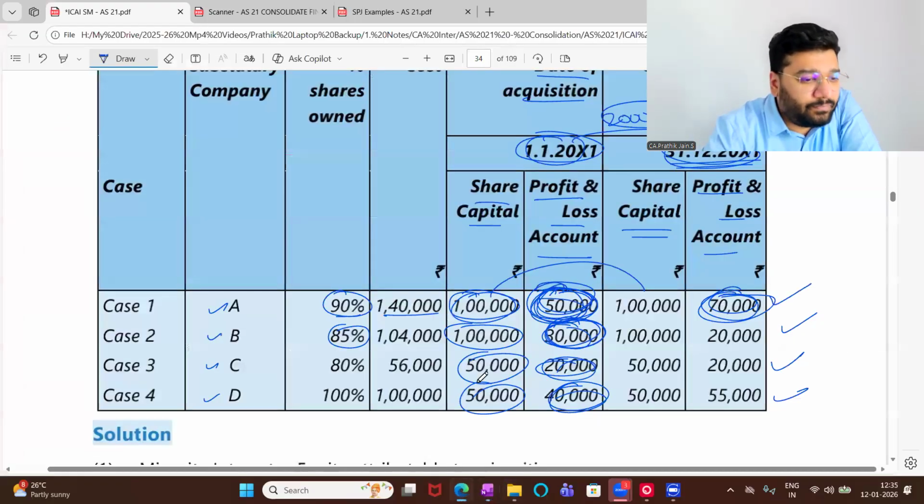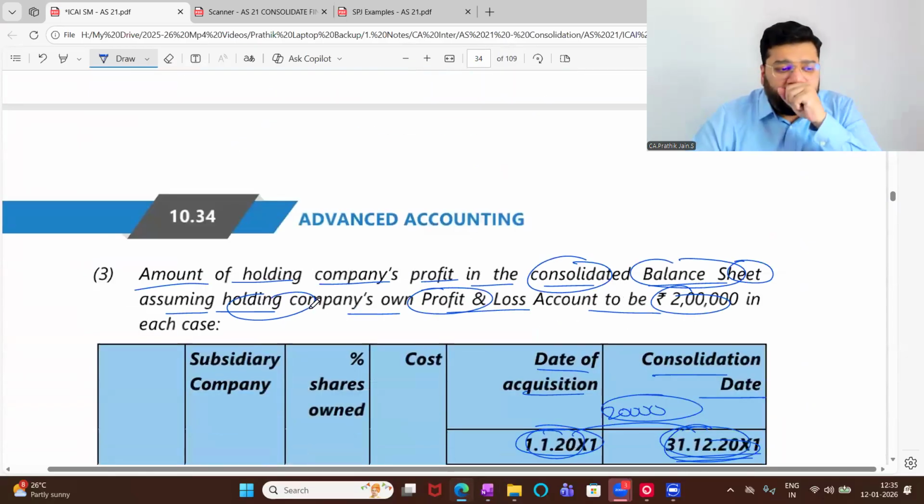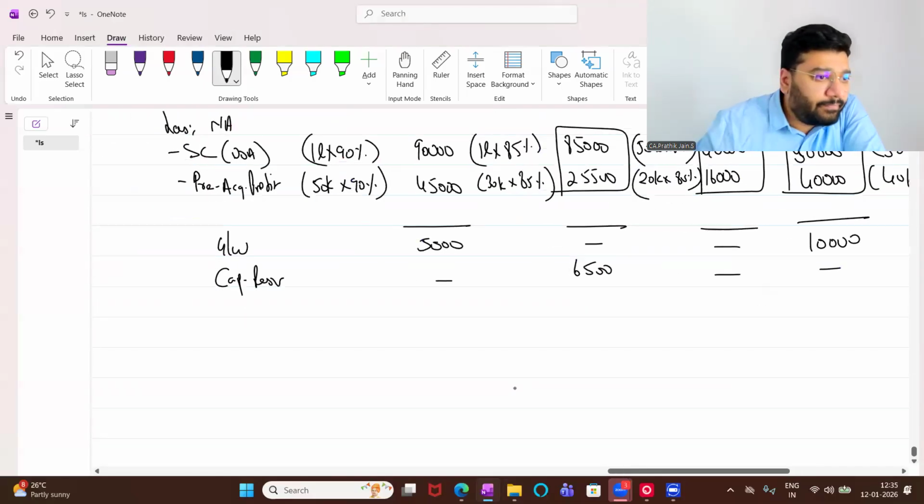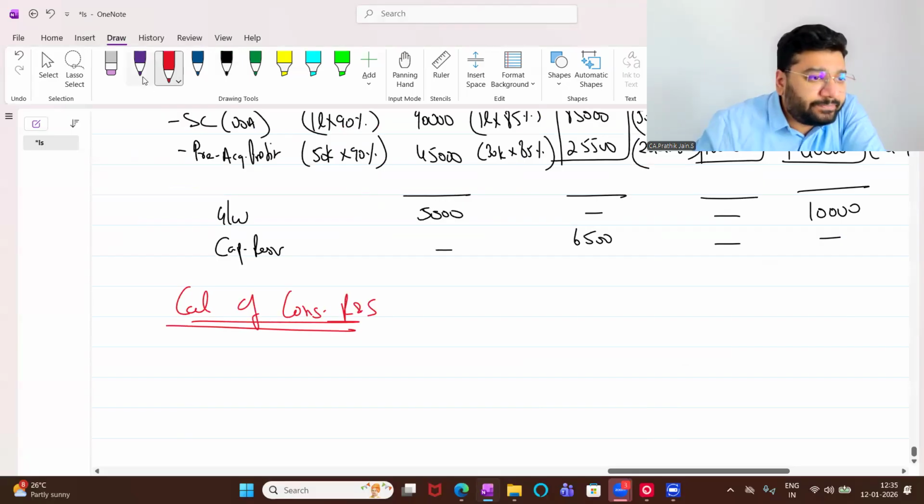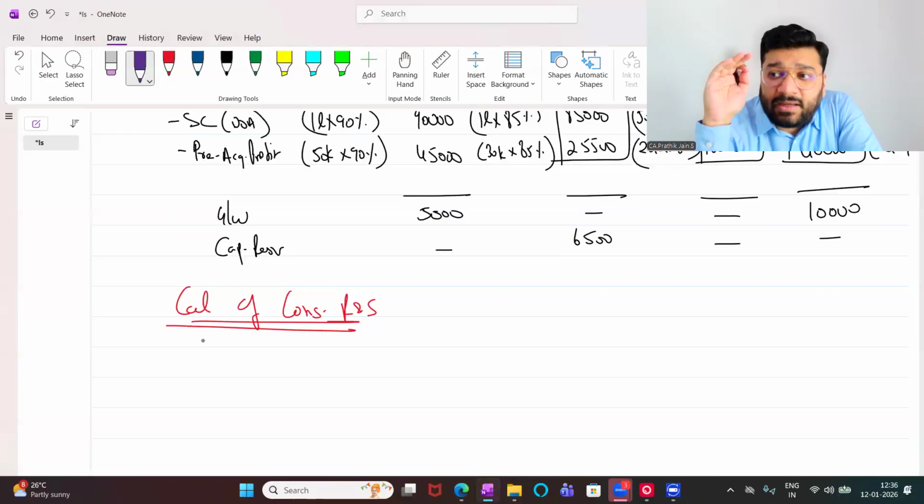Done, people. What is next? They want the total reserve and surplus that you will show in the consolidated balance sheet. So I want the calculation of consolidated reserve and surplus. How do we do it, people? Think about the format first. What is the original format? Holding company's reserve and surplus plus post-acquisition profit. Post-acquisition profit, normally we get from AOP, but here we didn't do AOP.